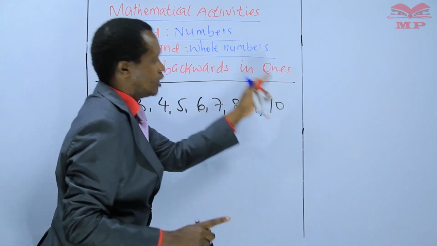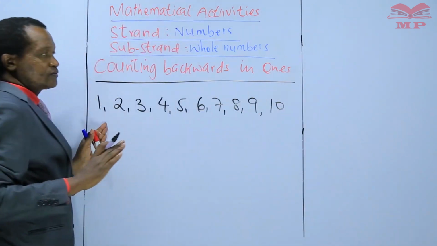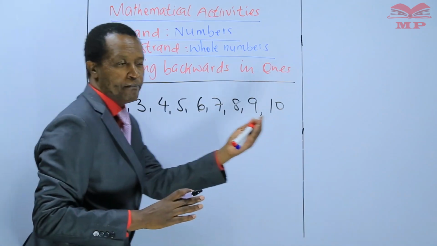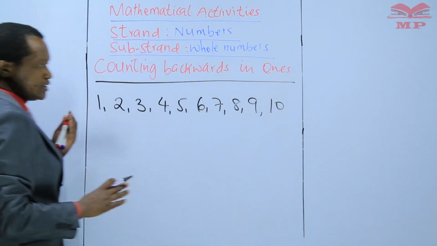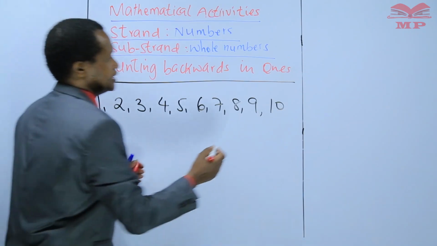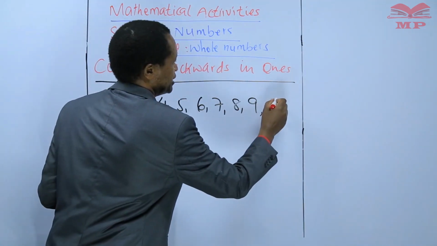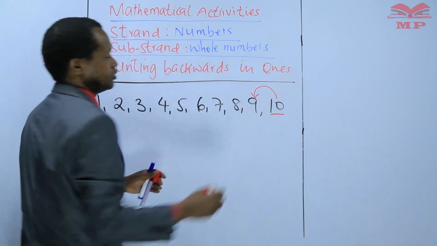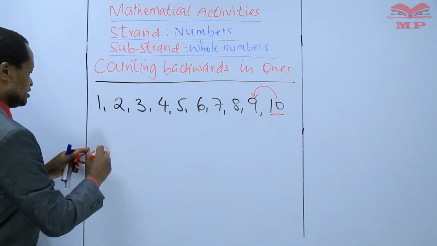Today we want to count backwards in ones. This is moving forward. We want to count moving backwards. Moving backwards in ones. And we are going to start from this 10. Moving back. So we count from 10. So we write here 10.